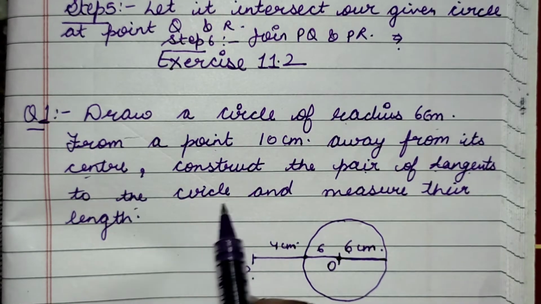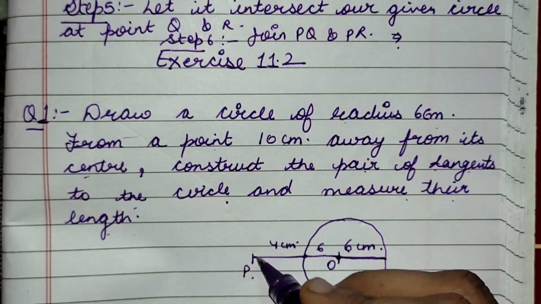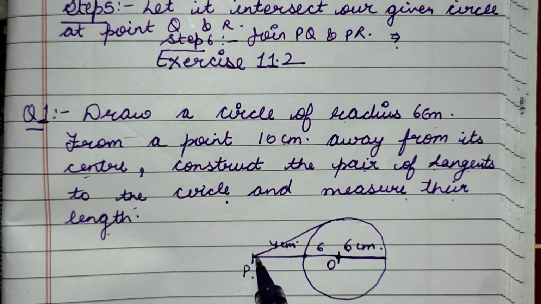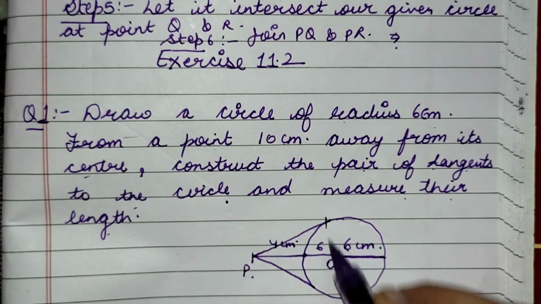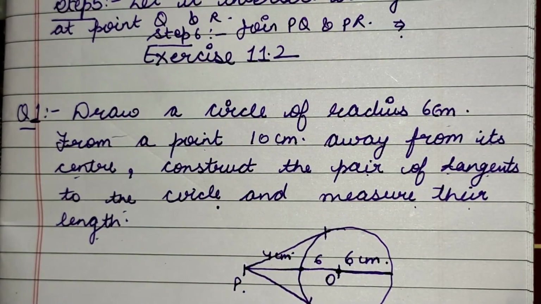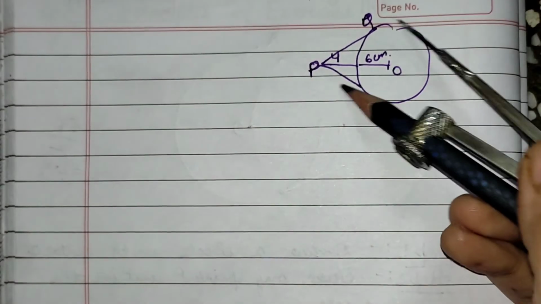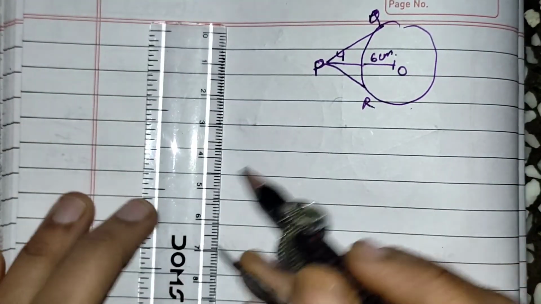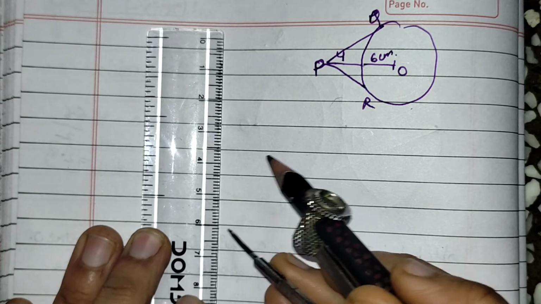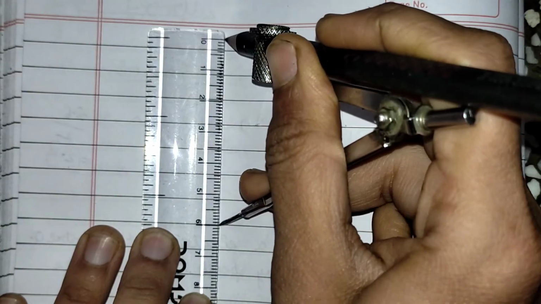Construct the pair of tangents to the circle and measure their length. From this point P, you have to draw two tangents and measure their length. So it is a similar question, right? So let us start solving it. For drawing this circle of 6 centimeter, open your arc equal to 6 centimeter. You can see very clearly I am opening my arc equal to 6 centimeter, and I will draw a circle of 6 centimeter.